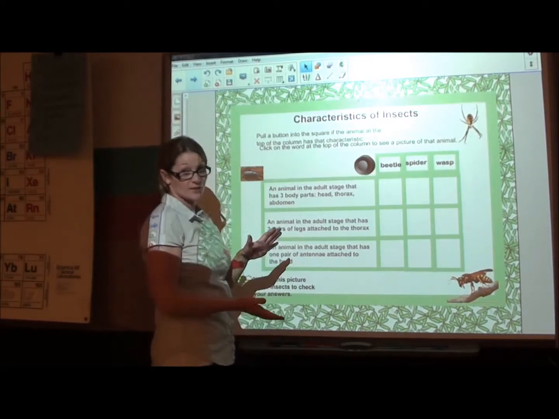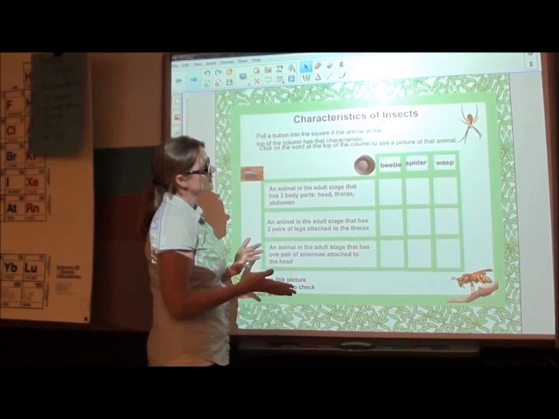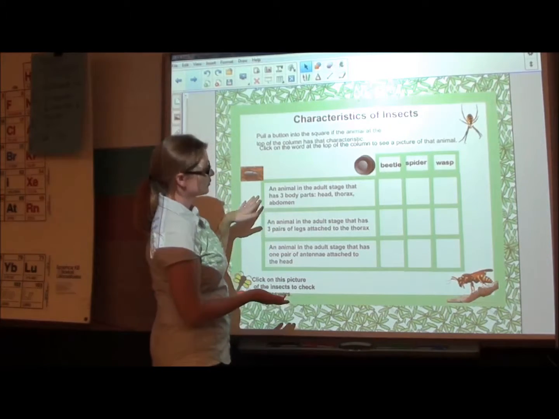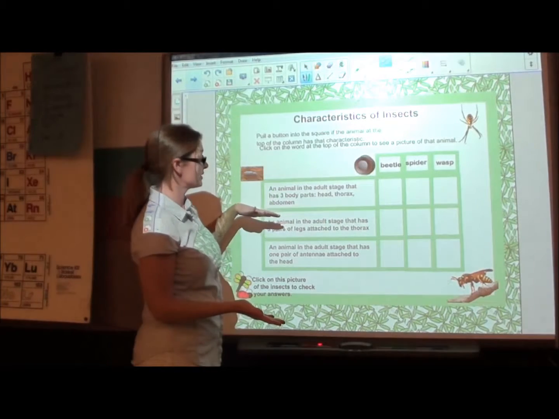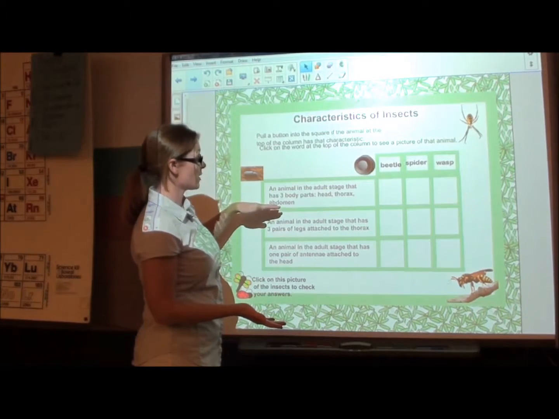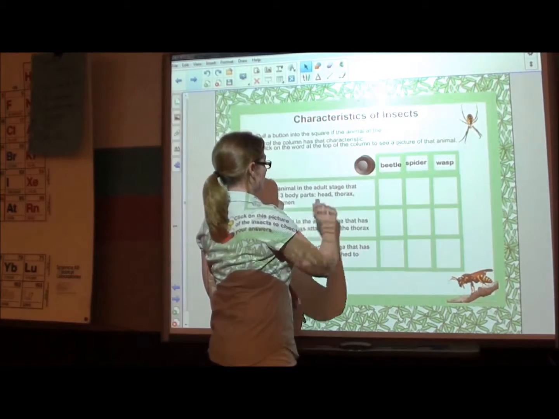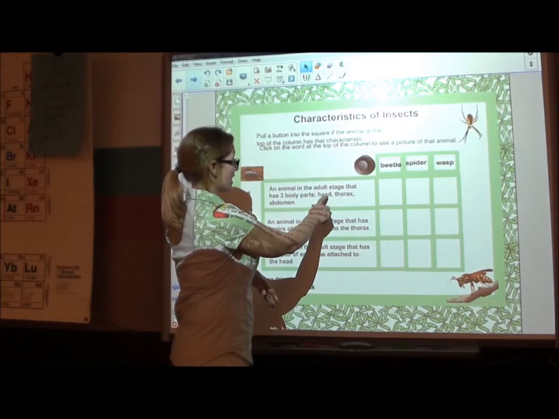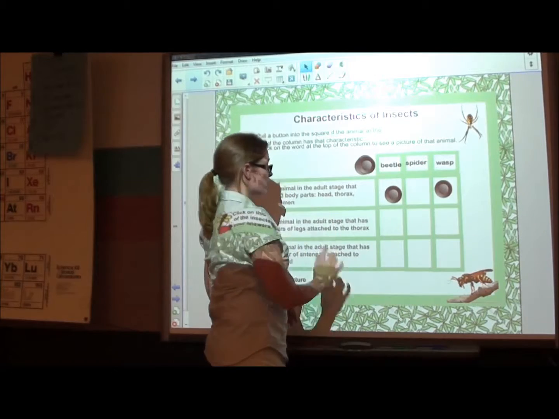And this one is characteristics of an insect. So we know an insect has 6 legs. And what I would do for this one is I'd pick 3 students to come up to the whiteboard, and they would drag these buttons over. So this one says an animal in the adult stage has 3 parts, a head, thorax, and an abdomen. I know a wasp does, and I'm pretty sure a beetle does.